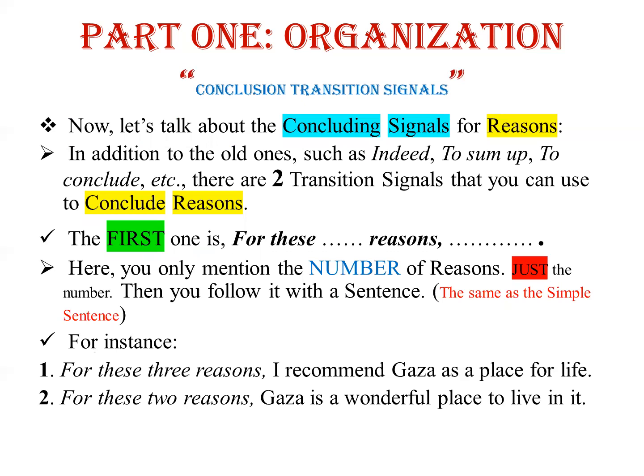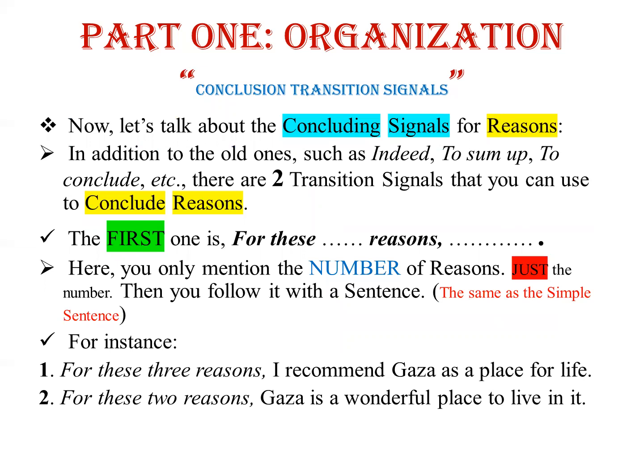Anyhow, now let's talk about the concluding signals for reasons. Right now we'll also be talking about reasons. In addition to the old ones, such as indeed and to sum up, which we also took in the space order or the listing order, I mean the concluding transition signals, you can use another two types, which is for these reasons. Then you put a comma, then you put your reasons.